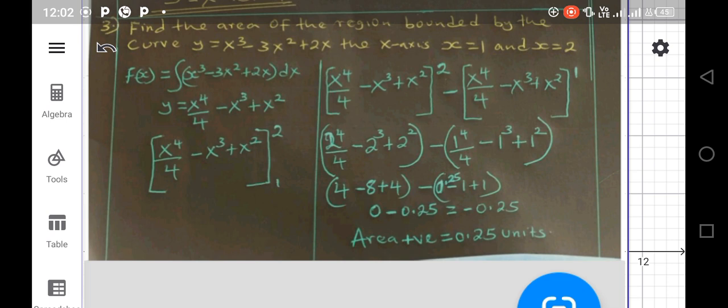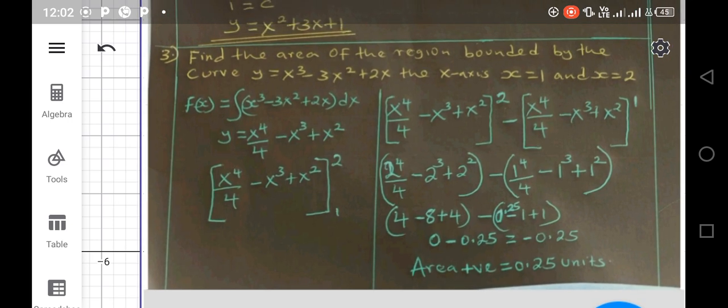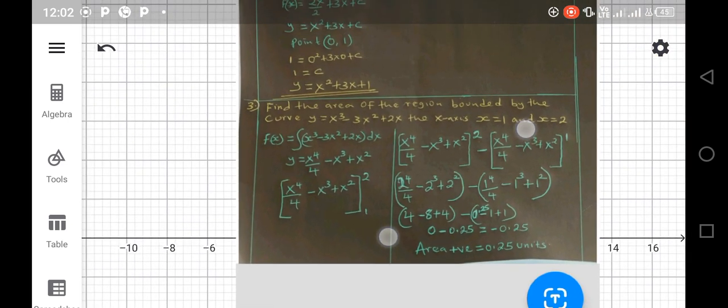Now, we have to do subtraction so that we can find the range where the curve lies. So we're going to find negative 0.25. That tells us that the area of that curve is below the x-axis, which is why we find the area to be negative. But area cannot be negative. The area must be expressed as positive. That's why you say 0.25 units. That's the area of our curve.